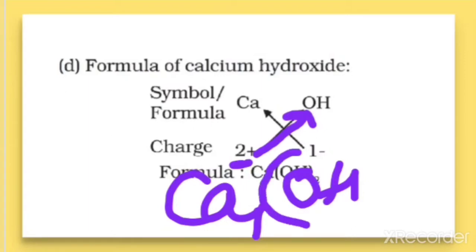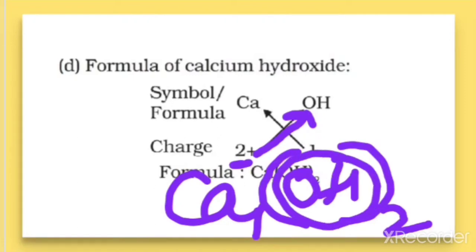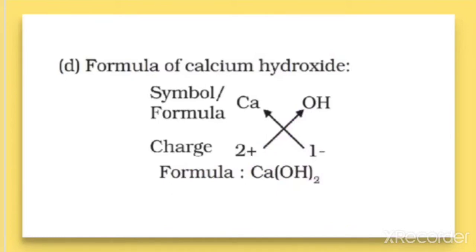So we'll be using a bracket and we'll keep that number 2 outside. That means in that case we have to enclose that ion in a bracket, and the subscript number should be written in this way. So what will be the formula for this chemical compound? That is CaOH whole twice. CaOH whole twice.